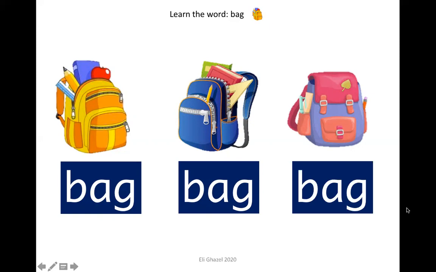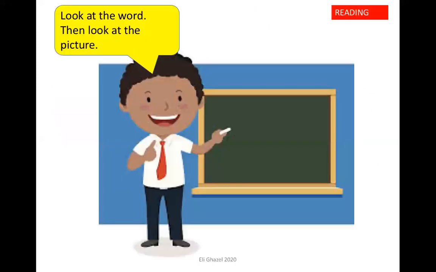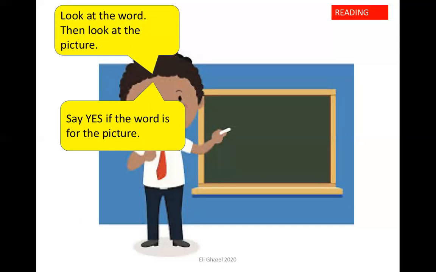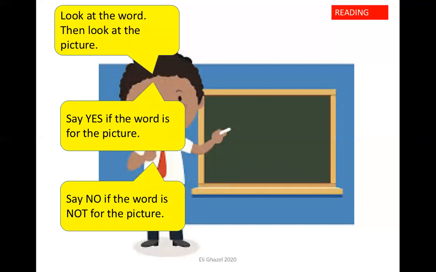Now, after you spend a few minutes on this, let's go to the yes, no. You say, look at the word, then look at the picture, say yes if the word is for the picture. Say no if the word is not for the picture. Remember, the students need to learn the tool first.